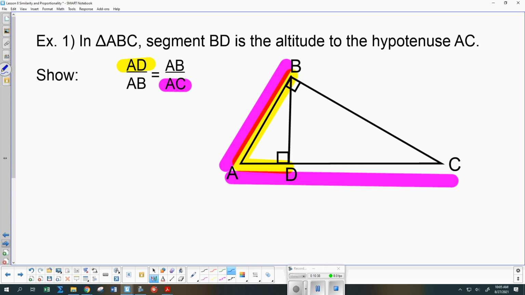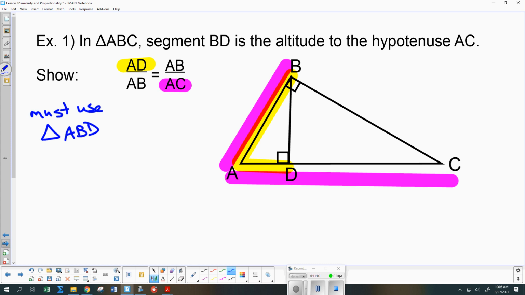So what I do with that is I just start looking at the different pieces. I've got AD, AB, AB again, and AC. So first one is AD. I look at my picture. AD is a complete side of which triangle? Smallest, middle, or biggest? The smallest. So I definitely must use the smallest triangle. For one of them, I must use triangle ABD. So I figured that much out.